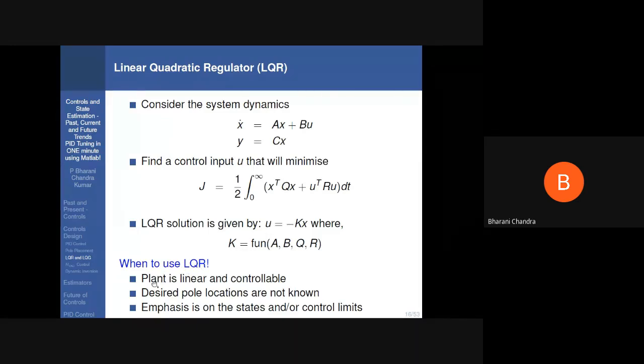So when to use the LQR? When the plant is linear and controllable. If you don't know the desired pole locations where you want to place the poles, then one can use this LQR. However, you should know the Q and R, the emphasis you want to give, which controls and which states are very important. So that information is required. The emphasis is on the states and or control limits.